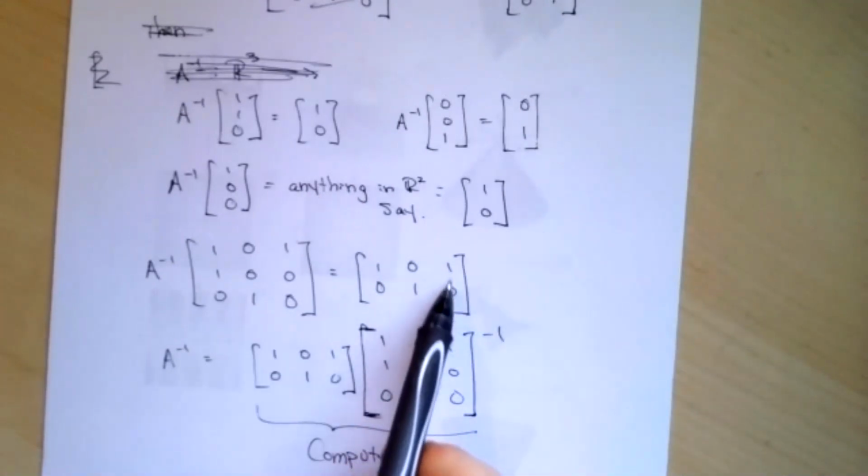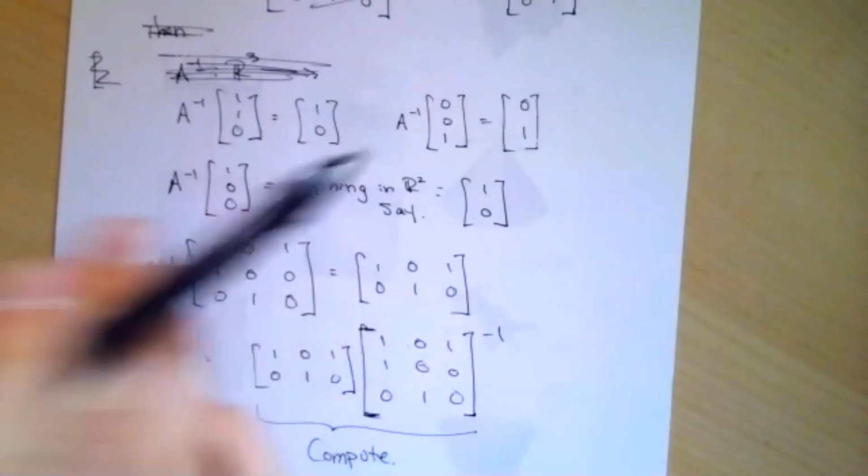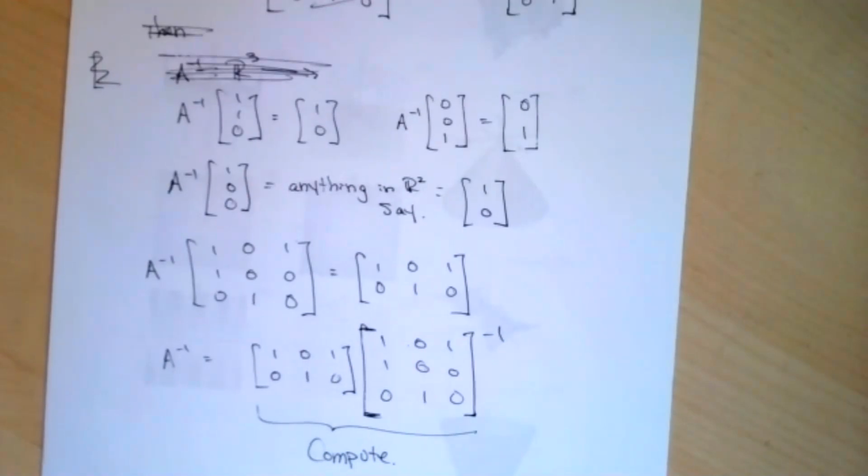Of course, we could have chosen 0, 1. We could have chosen 1, 1. Any of those would have worked. Any questions on that problem?